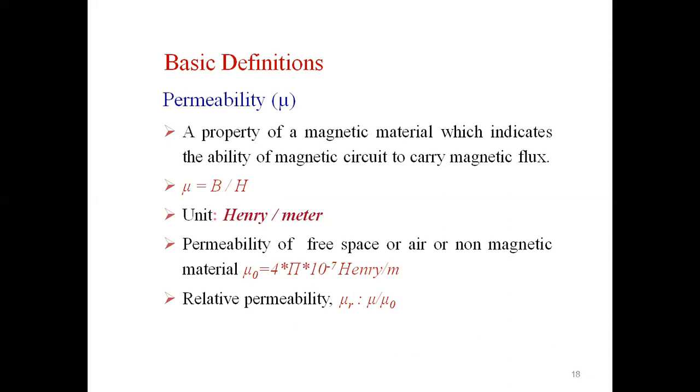Then the next definition is of permeability. In the word permeability, the word ability is there. Permeability is the property of a magnetic material which indicates the ability of the magnetic circuit to carry magnetic flux. It is given by mu, which is equal to B upon H, and its unit is Henry per meter. The permeability of free space, air or non-magnetic material is mu zero, equal to 4 pi into 10 to the power minus 7 Henry per meter. The relative permeability is mu r equal to mu upon mu zero. The analogy of permeability with the electric circuit is with conductivity.